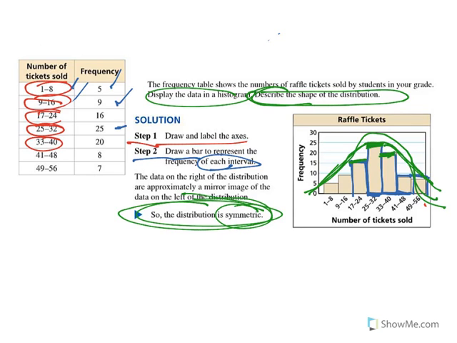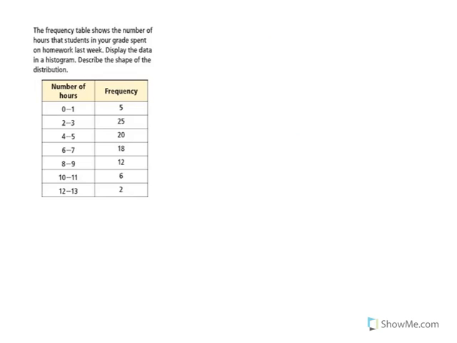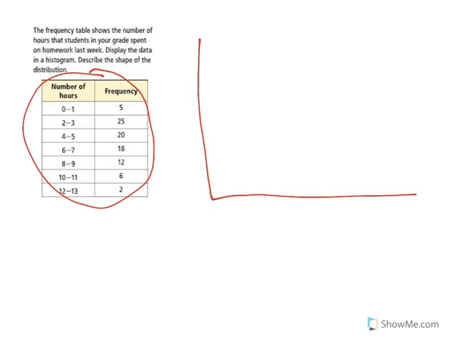I'm moving on. Pause so you can write this down. Now let's actually make ourselves a pretty little histogram. Notice that we are given our frequency table, which makes making a histogram a whole lot easier. Step 1 was making our axes. Our intervals are always going to be down here on the x-axis. So we've got 0 to 1, 2 to 3, 4 to 5, 6 to 7, 8 to 9, 10 to 11, 12 to 13.